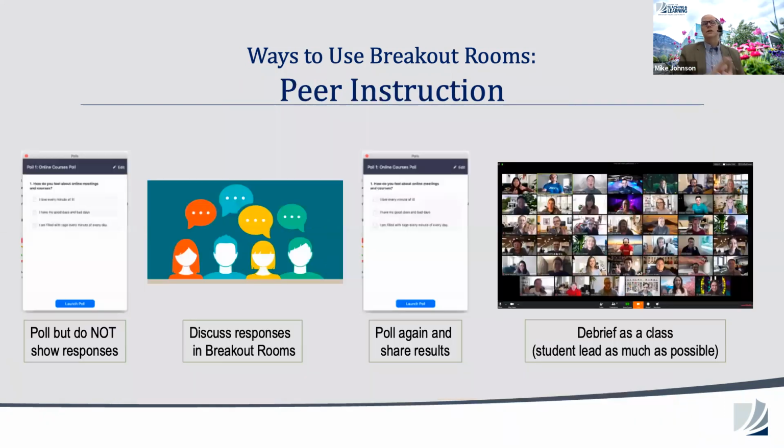So you can also do a thing called peer instruction, where you would launch with a poll, and then based on the results, if there's kind of mixed results on the students getting it right, you can put them into breakout rooms, they discuss it, bring them back, poll again, and see if they've gravitated toward the correct answer, and then debrief with trying to get a student to explain why they answered the way they did as much as possible.